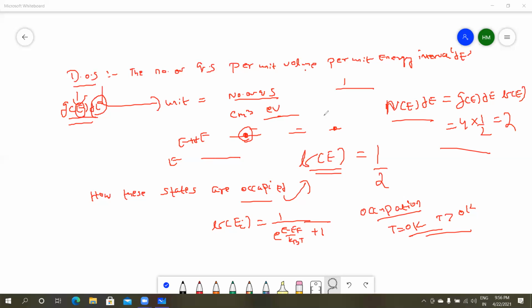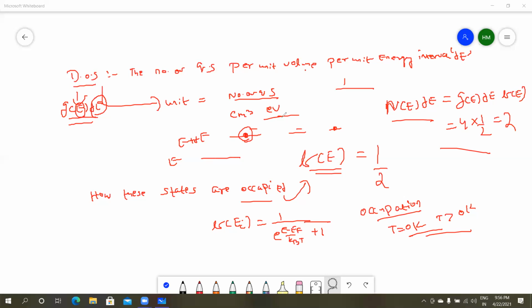In this particular case, we can count 1, 2, 3, 4. But practically, we cannot count how many states are there. So we need a general formula. We will derive that formula for density of states, because practically we don't know how many quantum states are there. Practically, we don't know how many electrons or particles there are, because in this case, electrons, fermions, are the only case we are discussing. So how many electrons are there? We don't know.